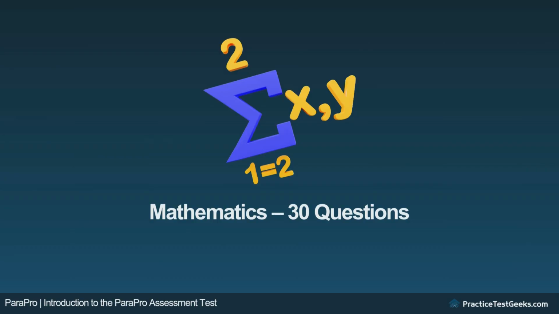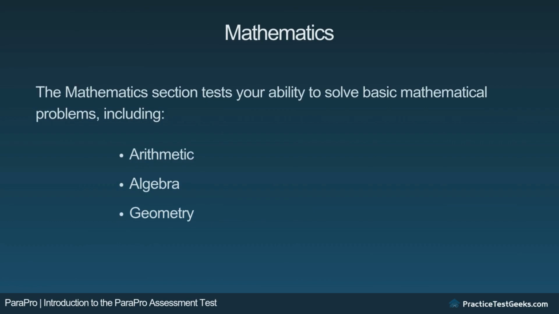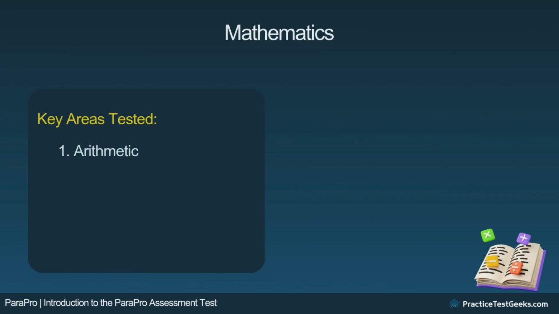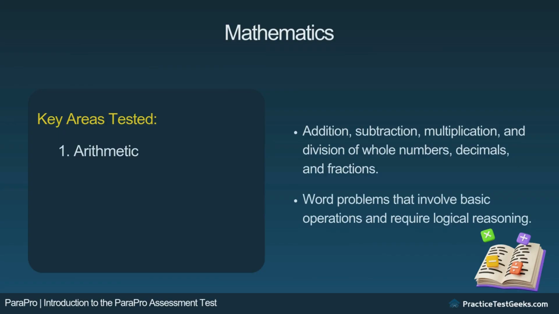Mathematics, 30 questions. The mathematics section tests your ability to solve basic mathematical problems, including arithmetic, algebra, and geometry. It is designed to assess your competence in applying mathematical concepts and operations in real-life educational settings. Key areas tested. 1. Arithmetic. Addition, subtraction, multiplication, and division of whole numbers, decimals, and fractions. Word problems that involve basic operations and require logical reasoning.